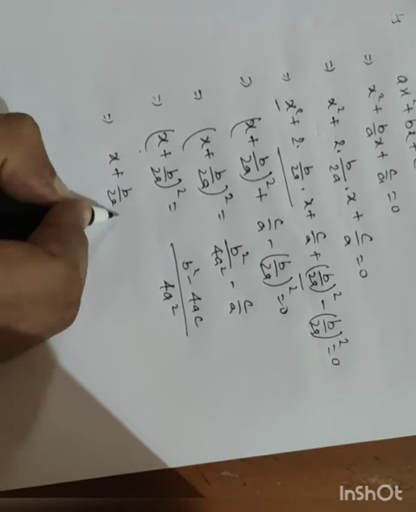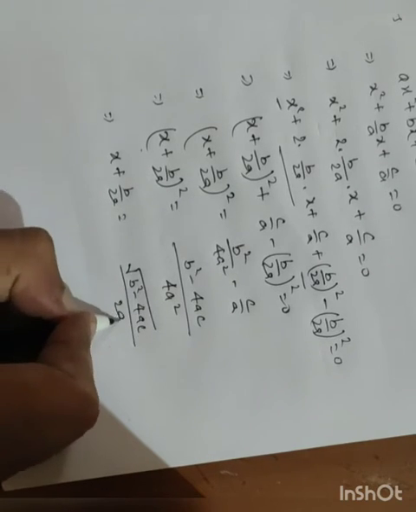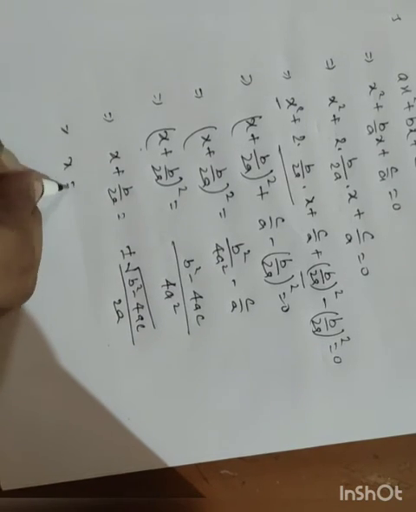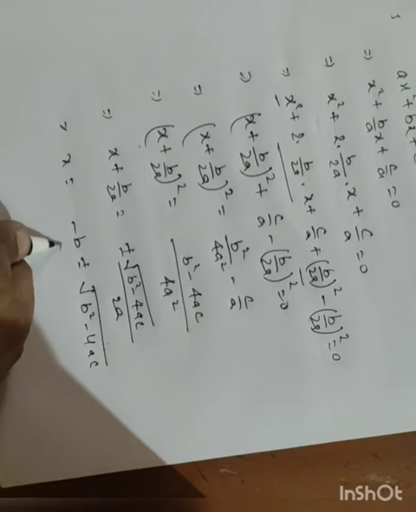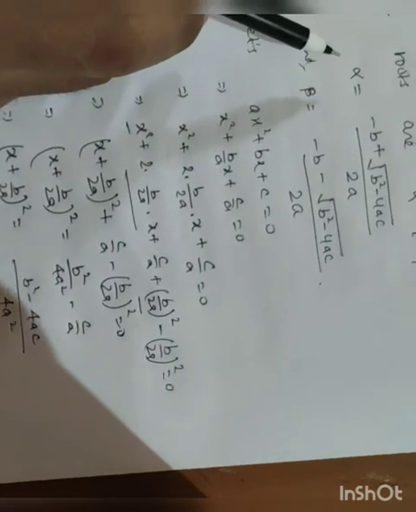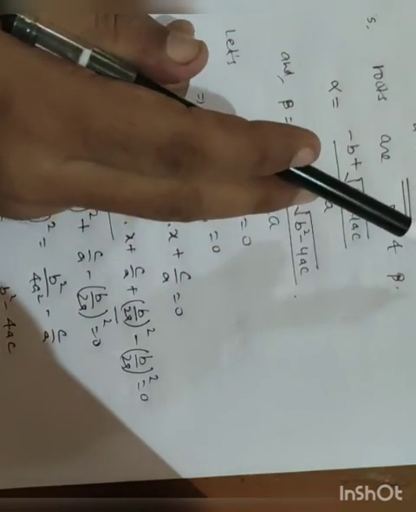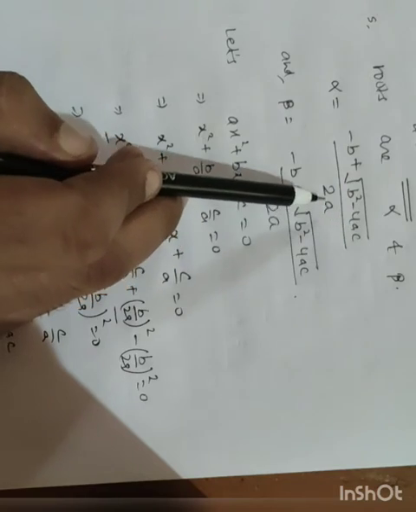Now we can write it like x + b/2a = ±√(b² - 4ac)/2a. So x = (-b ± √(b² - 4ac))/2a. Hence we can prove that there exist two roots of the equation, x1 = (-b + √(b² - 4ac))/2a and the other root x2 = (-b - √(b² - 4ac))/2a. Hence we prove that the roots of the equation ax² + bx + c will be alpha and beta, which is (-b ± √(b² - 4ac))/2a.